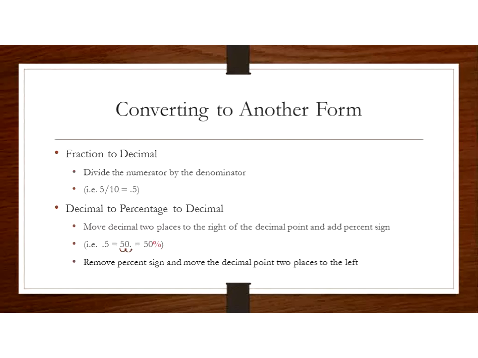I can take that percentage and convert it back to a decimal by removing the percent sign and moving the decimal point 2 places to the left. And we're back to 0.5.